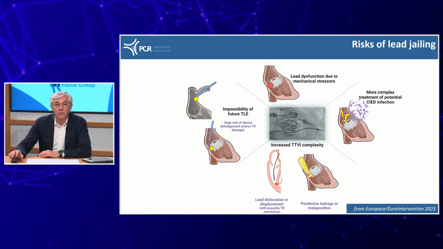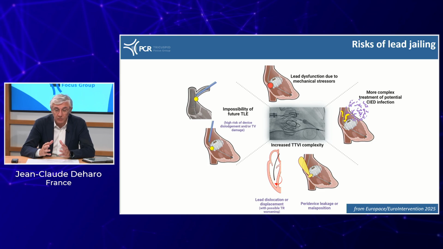These are my disclosures. We really wanted to emphasize in the document, and this is a central figure of the document, the risk of jailing a lead. Jailing a lead carries many risks. One of them is, of course, a mechanical stressor on the lead, and this may lead to lead dysfunction in the future. A second one might be a lead dislodgement or a lead tension, which might be an issue not only for the lead but also for the tricuspid valve intervention itself.